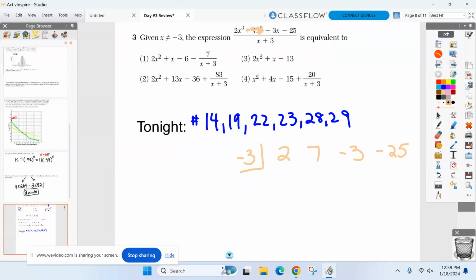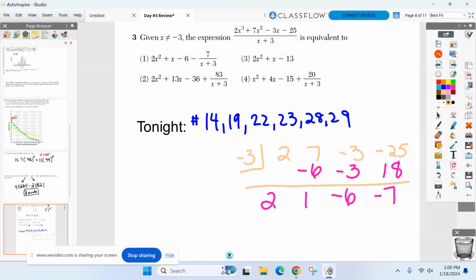All exponents 3, 2, 1 are all represented. You ready? Synthetic division. What comes first? Bring down the 2. Then multiply it by -3, so I get -6. Combine them, 1. Multiply again, they don't cancel, so you get positive 18 here and -7. And that is called your remainder.